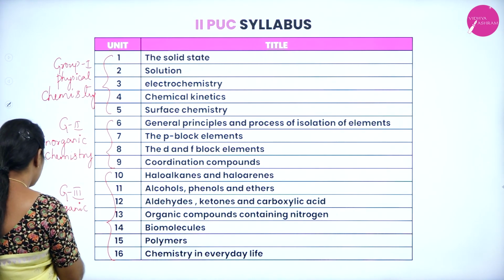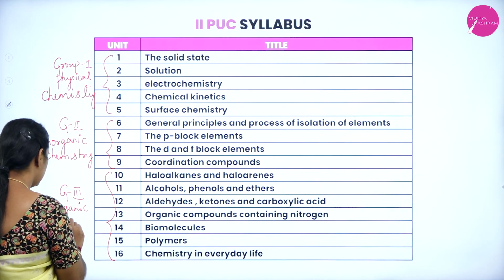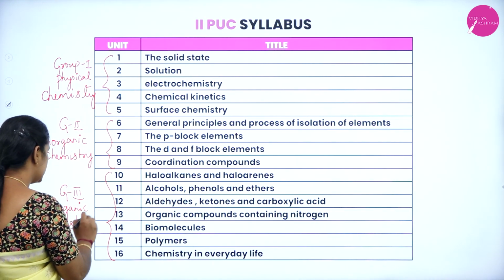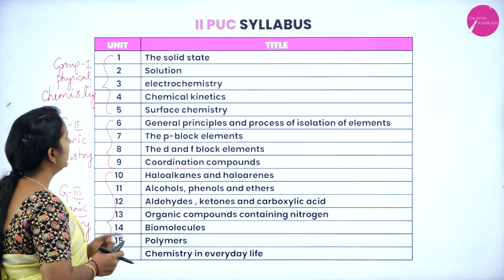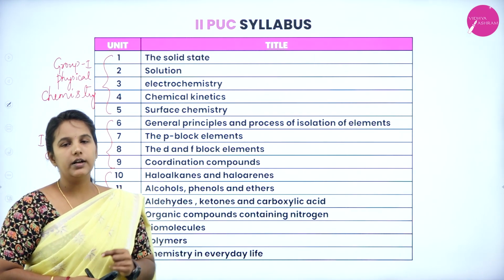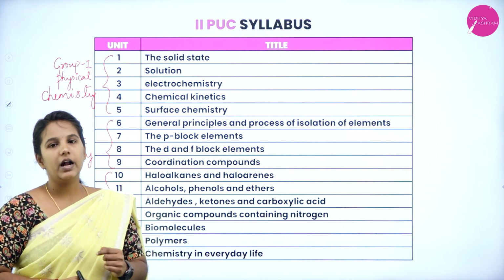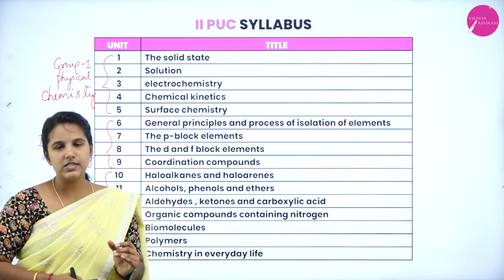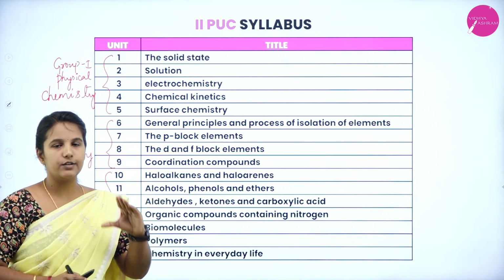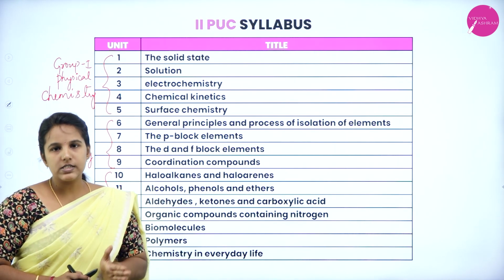Organic Chemistry. Okay, you can see that the first unit is Solid State, the second unit is Solutions, the third unit is Electrochemistry, the fourth unit is Chemical Kinetics, and the fifth unit is Surface Chemistry, and this is the first set of units which comes under physical chemistry.